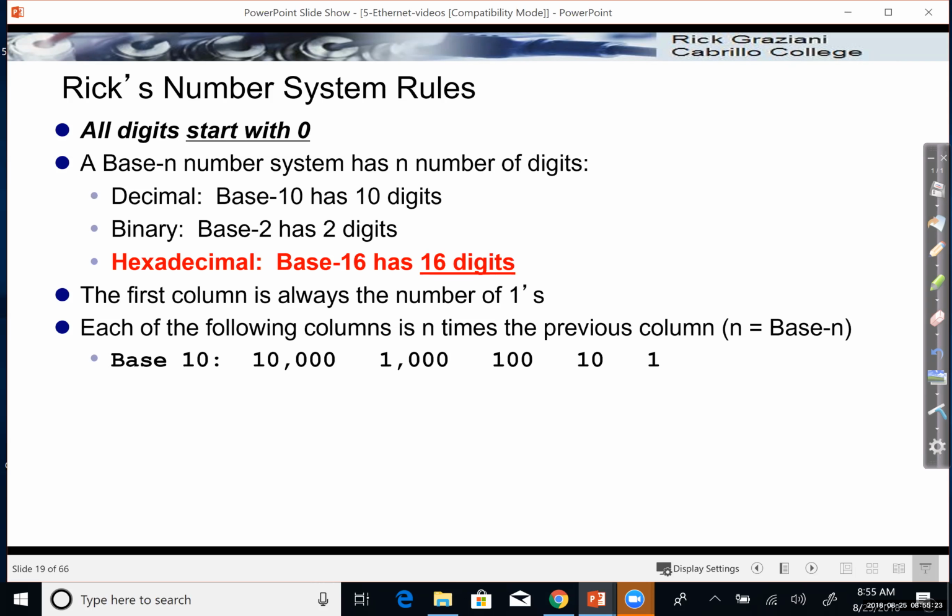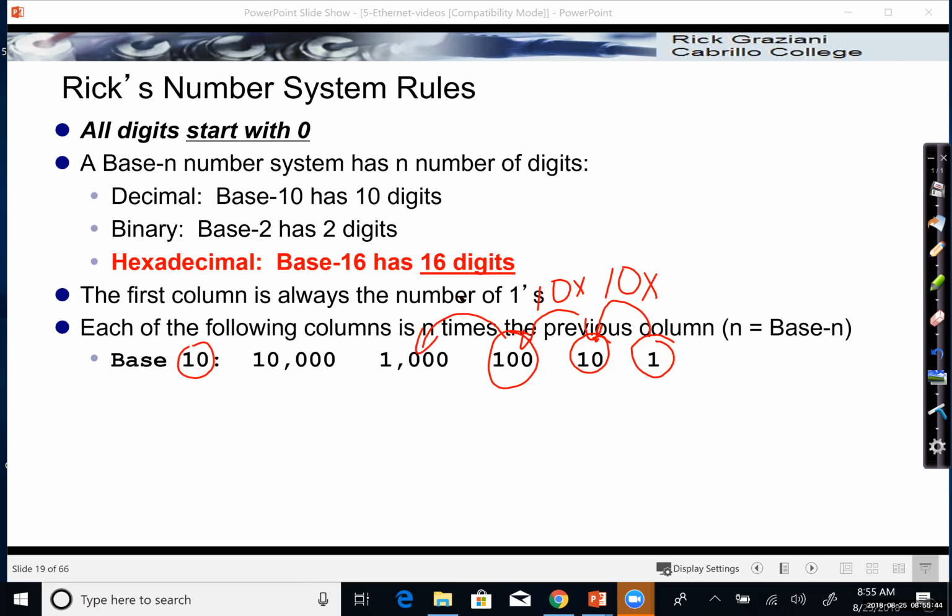So here, notice in base 10, we have the rightmost column of ones. Now, because we're talking base 10, this column here is 10 times the previous column. The next column, 10 times that column. This column, 10 times that column, etc. It's that simple.